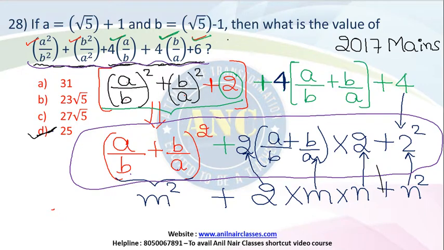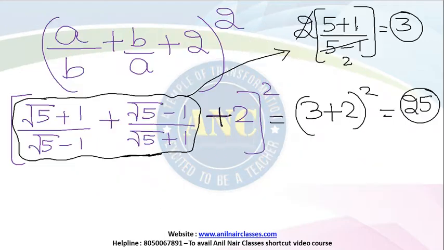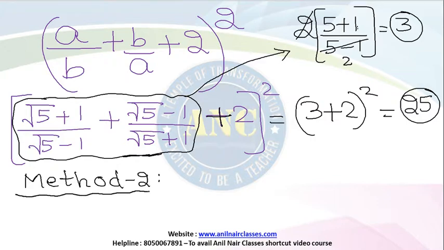Now, whatever method I have solved right now, I will call it method 1, right? I will call it method 1. Now, sir, what is method 2 then? Is method 2 completely different from method 1? Definitely no. Method 2 is not at all different from method 1.